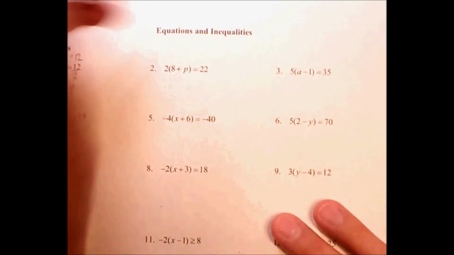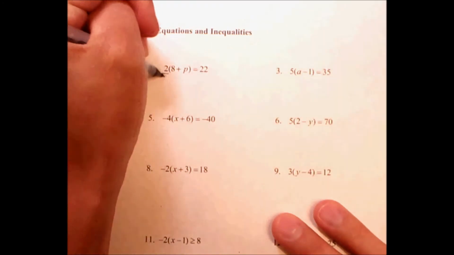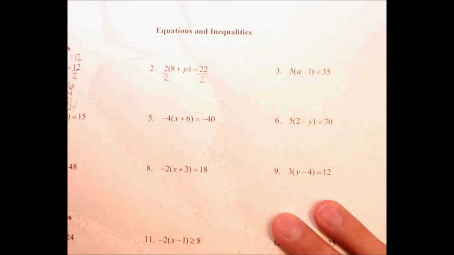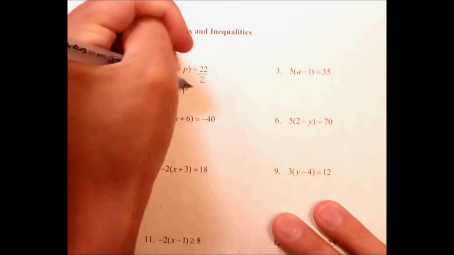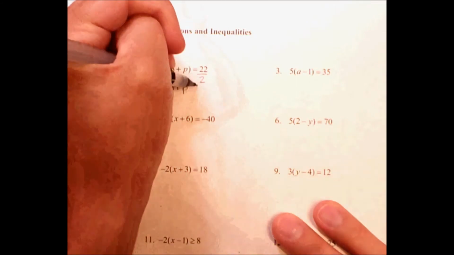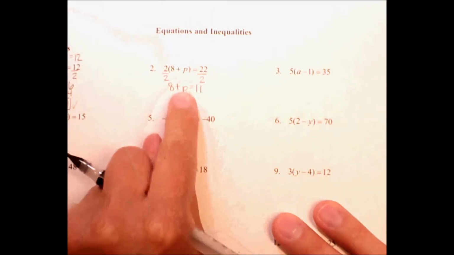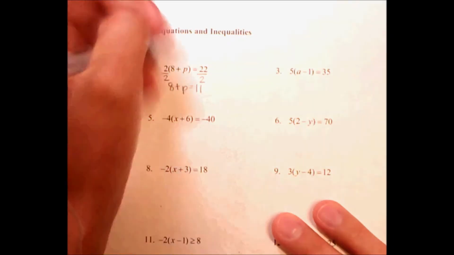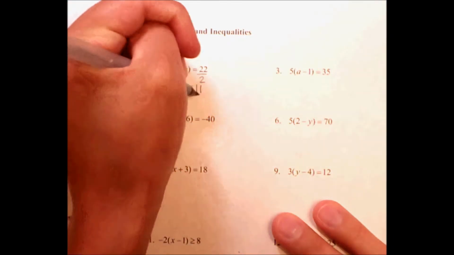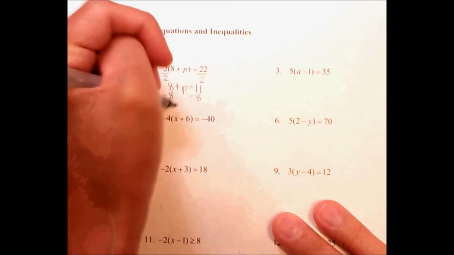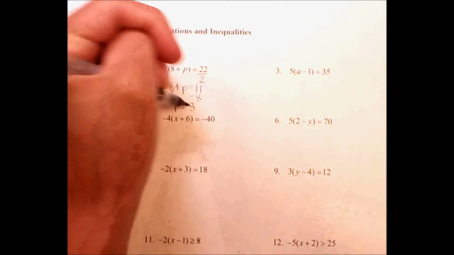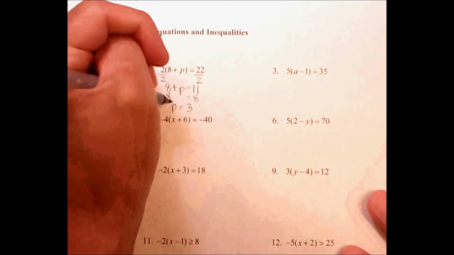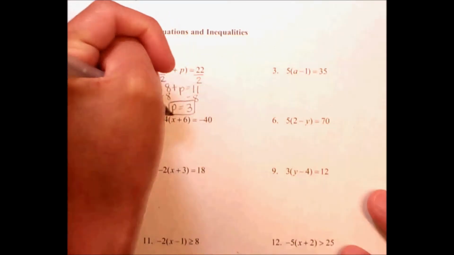Okay, we're going to work number 2. Again, we can easily divide that 2 out. It divides out perfectly. So we have 8 plus p equals 22 divided by 2, which is 11. Again, we want to isolate the p, so we're going to subtract 8 from both sides. So p equals 3. And again, you can check your answer to make sure it's correct.